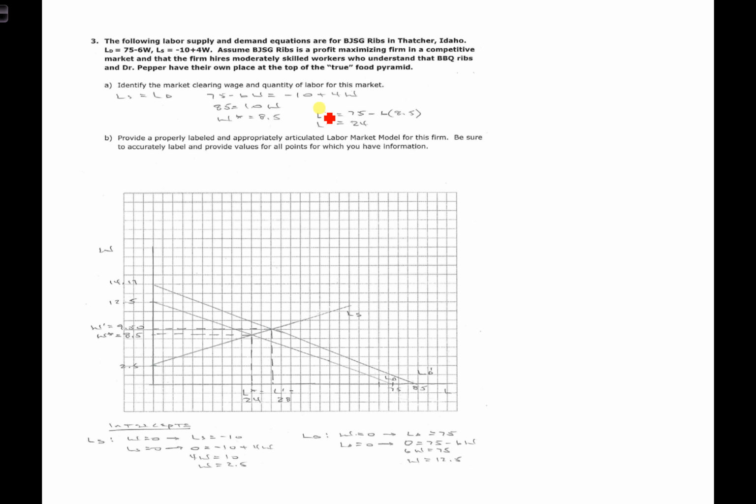Here I've gone ahead and put it into the labor demand equation. I know it's labor demand because it's got a negative before the scalar, and so it gives me 24. I could have put it in labor supply just as easily. To go ahead and complete this model, I need to find the intercepts for both labor supply and labor demand. I'm doing this in the normal way by setting each of the variables in either of these equations equal to 0.